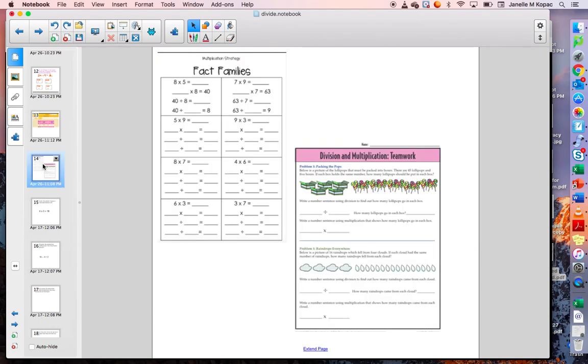But when you are ready, today on your learning board is an assignment using multiplication and division fact families, like you see here. And there's also 2 word problems to solve using multiplication and division.